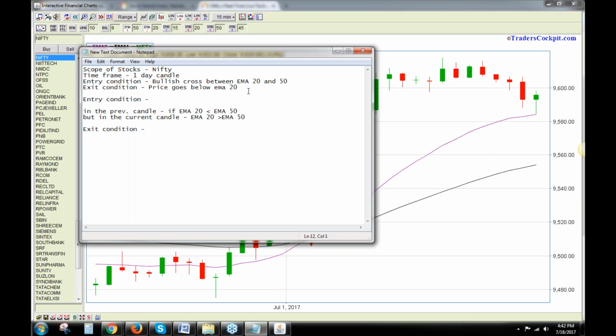For the exit condition, what I mentioned here in simple English means the price should be going below EMA 50. But for exit, if I need to write a logic there, it can be somewhat like this: the last closing price, I'll term it as LCP, should be lesser than the EMA of 20 periods. That indicates that the closing of the candle has happened below the EMA 20 value. Getting my point?